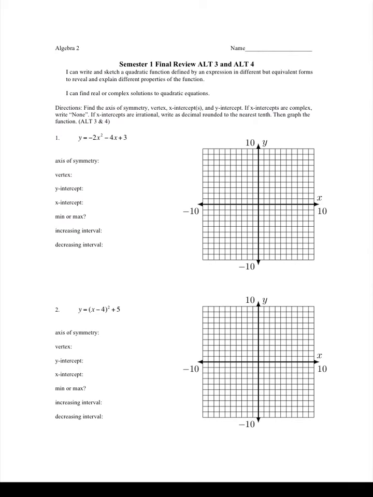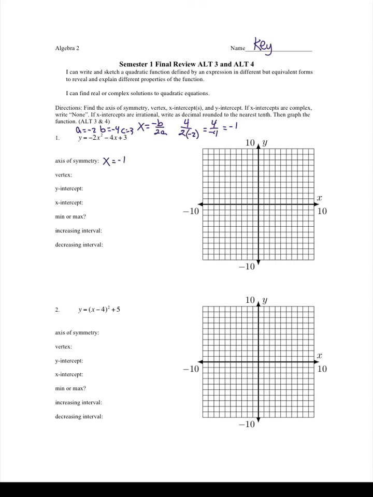Now we move on to the review for ALT 3 and 4, which is our quadratics unit. We're going to start with x equals -b over 2a to find the axis of symmetry. That's also the x value of our vertex. We've got -2 for a, -4 for b, and 3 for c. So we plug that in, we get 4 over -4, which gives us an axis of symmetry at x equals -1.